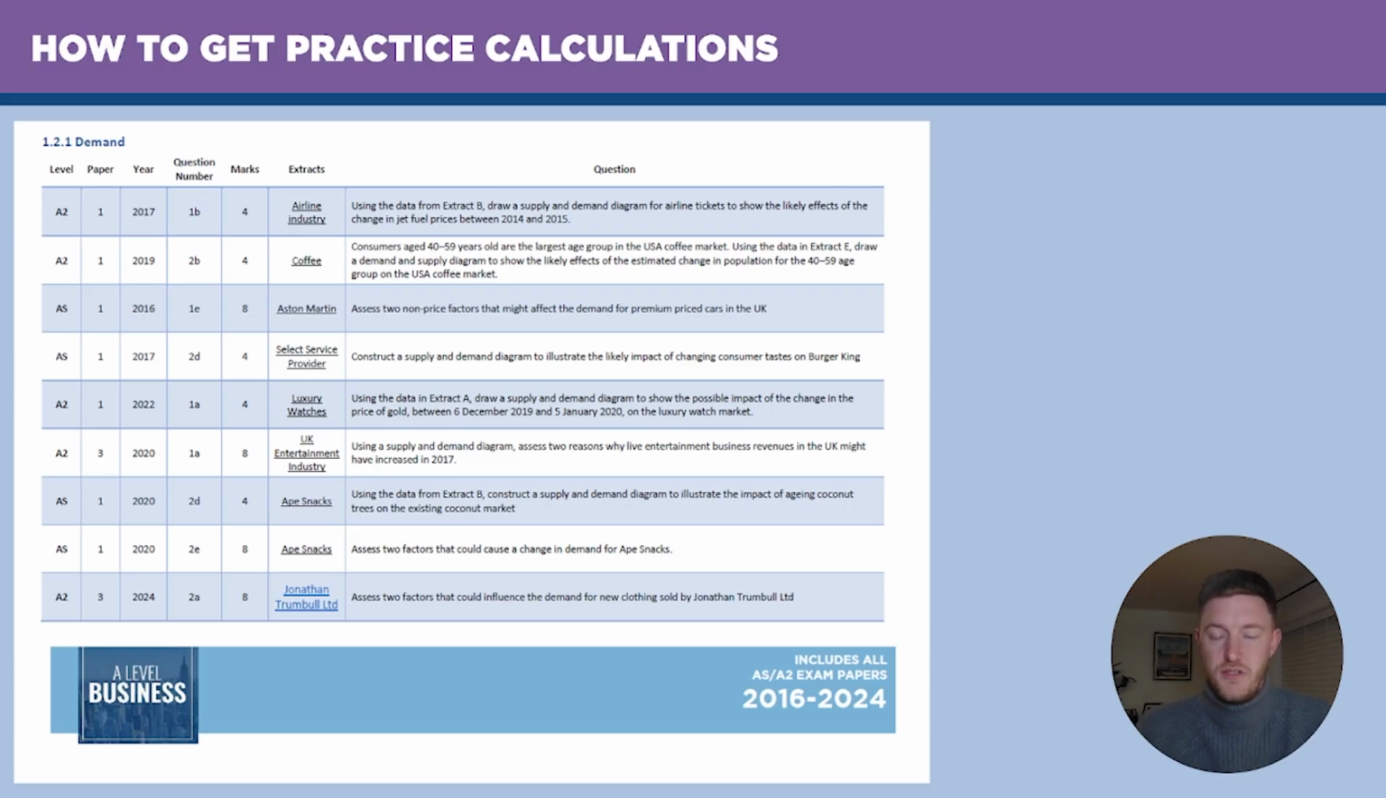Each of the sections we're going to go through has an example question taken from this grid, so you can go through and have a look at these. If it's a Paper 1 or 2, it's going to be a 4-marker, but if it's a Paper 3, in the second column, you could potentially see an essay question on this as well. For example, halfway down, you've got an A2 Paper 3 question from 2020, which says, using a supply and demand diagram, assess two reasons why live entertainment business revenues in the UK might have increased in 2017. That question requires you to draw a diagram and talk about it. So you would talk about whether it's an increase or a decrease in supply or demand. When we go through these, I'll talk about what I would expect you to do in this video.